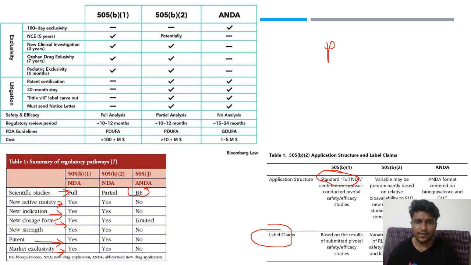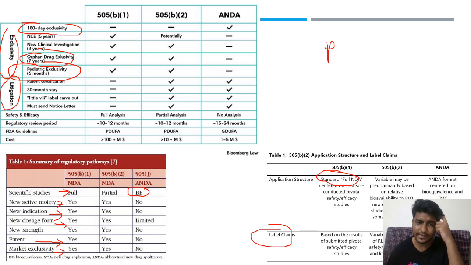So 505(b)(1), (b)(2), ANDA, 180 days of exclusivity, which is according to the Orange Book, Hatch-Waxman Act. NCE, orphan drug exclusivity for 7 years. Orphan drugs are drugs that are used in rare diseases. Pediatric exclusivity for 6 months. Then this is important for exclusivity and litigation. These are two parameters that divide these images. I would like to thank Bloomberg Law, as I have adopted this image from that particular site.